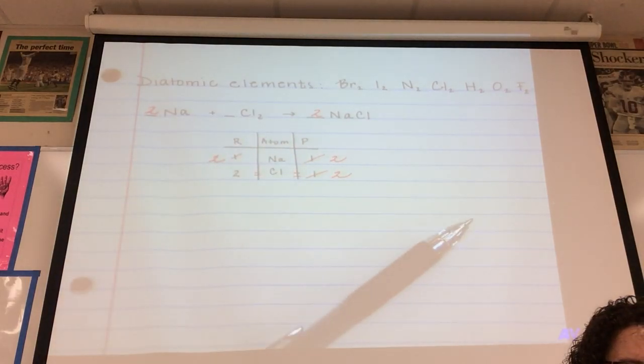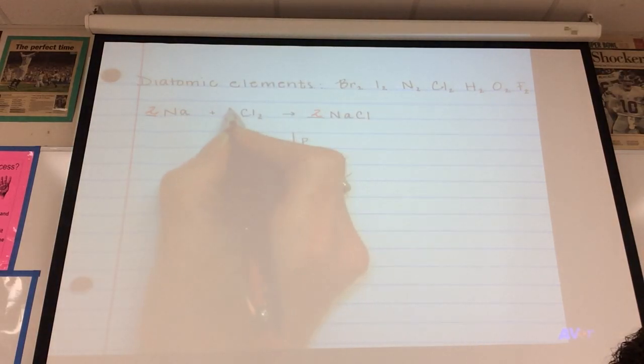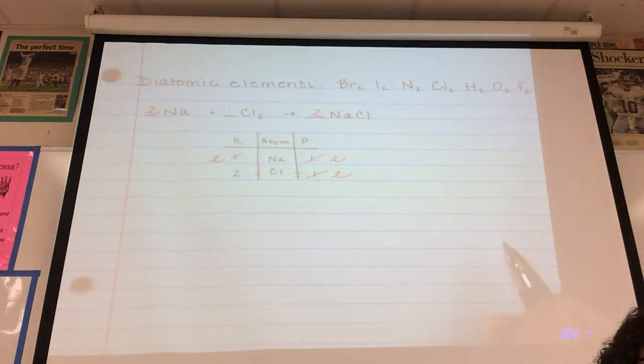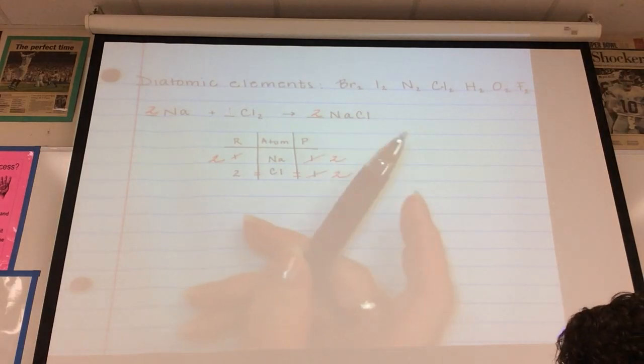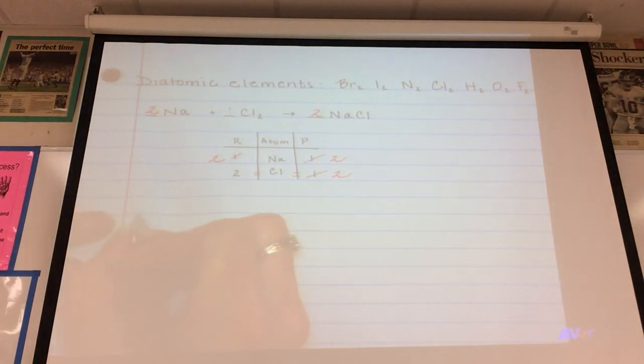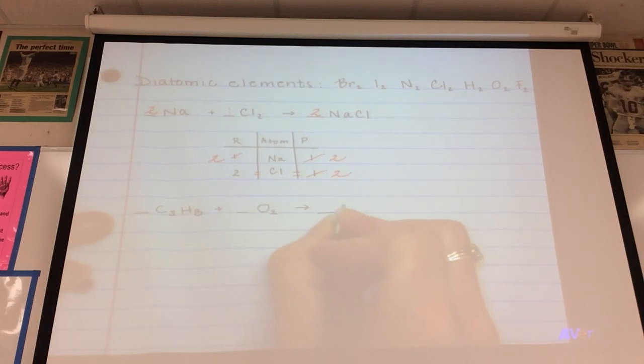What's the coefficient of the diatomic element? 1 is correct. What's the sum of the coefficients in the balanced equation? 5 is correct. Good. The second example is a little trickier, and we'll get into these combustion types of reactions for balancing in more detail tomorrow because they are trickier.